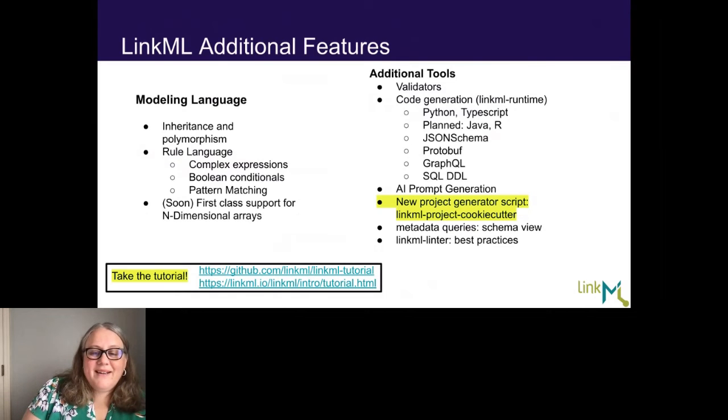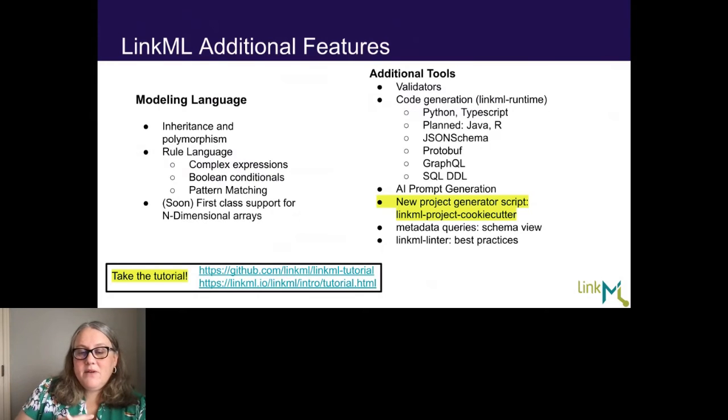Right, so there are lots of other features, and I probably don't have time to go into all of them today, but we talked a little bit about lots of them. LinkML, the modeling language itself, has the ability to do inheritance and polymorphism. We have a rule language that allows you to write complex expressions, Boolean conditionals, and pattern matching for any of your slots or attributes in your model. We have almost done first-class support for n-dimensional arrays. We have a lot of additional tools, right?